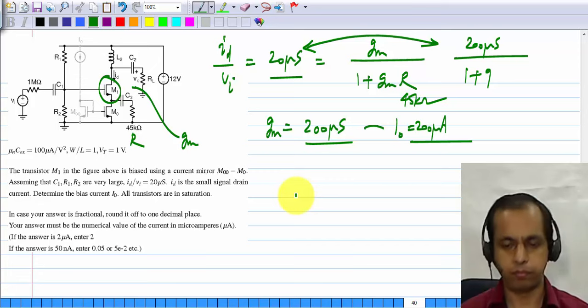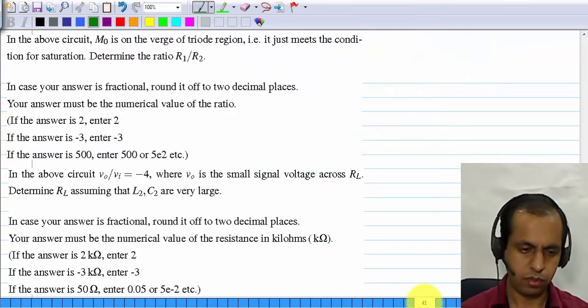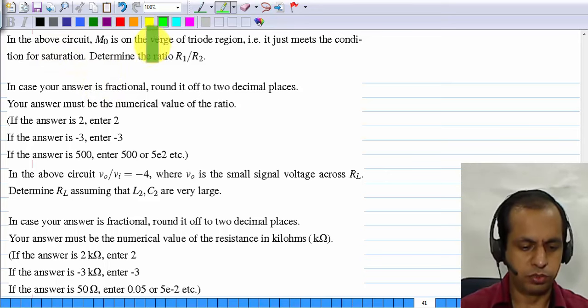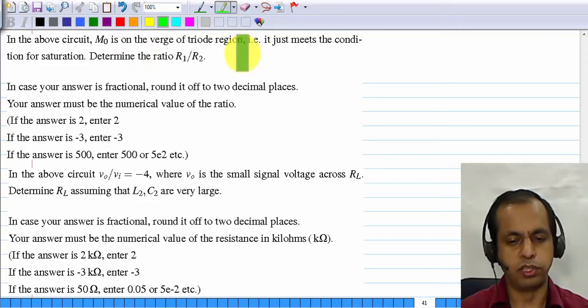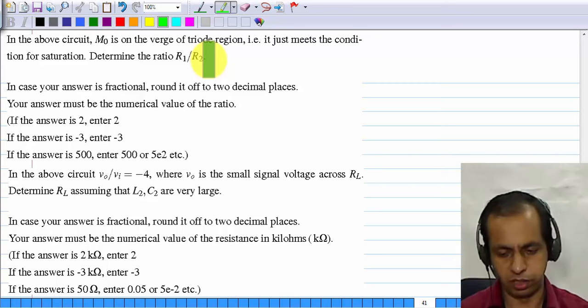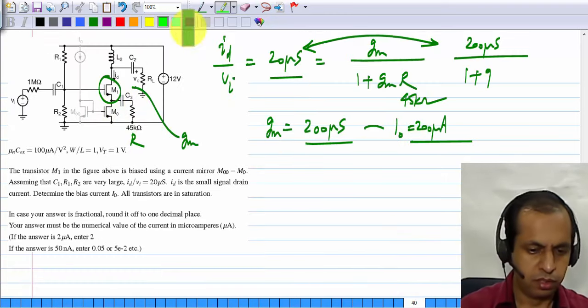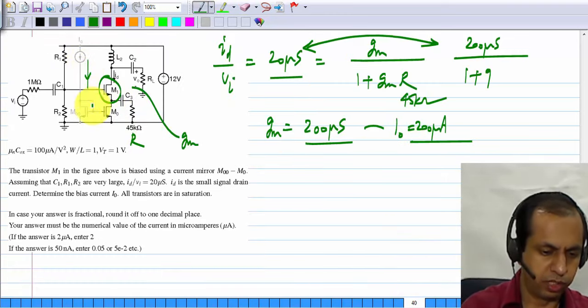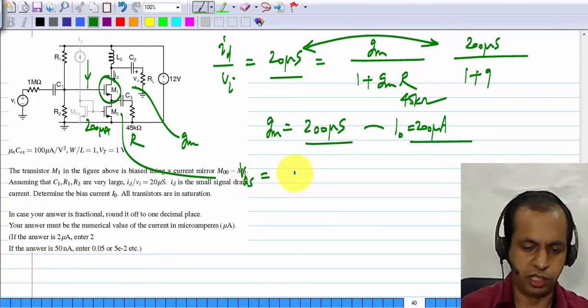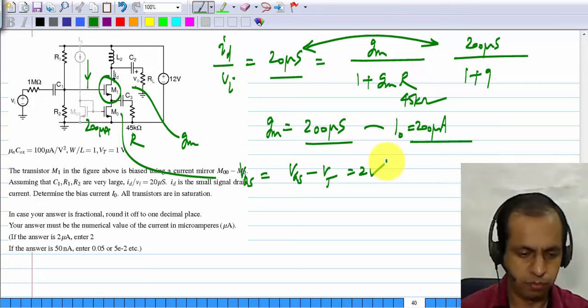Okay, and the next question says that if M0 is on the verge of triode region, that is, it just meets the condition for saturation, determine the ratio R1 by R2. Okay, so there is 200 microamps flowing here, and M0 is on the verge of triode region. What does it mean? It's VDS equals VGS minus VT, which is 2 volts in this case.